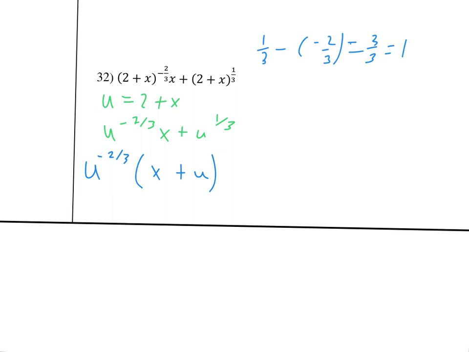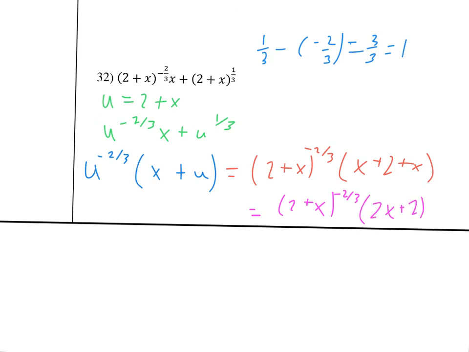All right, I don't see any more factoring I can do, so I'm going to go ahead and plug back in here. So it's going to be 2 plus x to the 2/3 power. And then this one will become 2 plus, no, it's not. It's x plus 2 plus x. I don't need to use brackets around the u this time because there's nothing in front of it multiplying. And so I'm just going to simplify this. Oh, shoot, this was the negative 2/3 power, excuse me. I'm just going to simplify that to say 2 plus x to the negative 2/3 power times 2x plus 2.